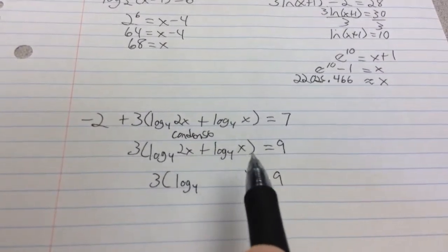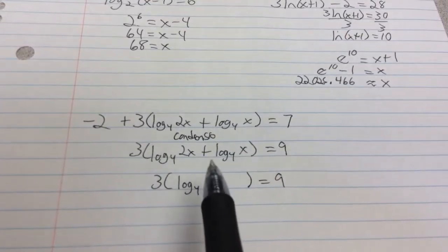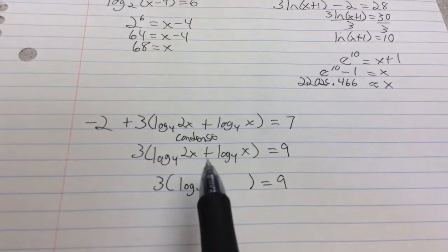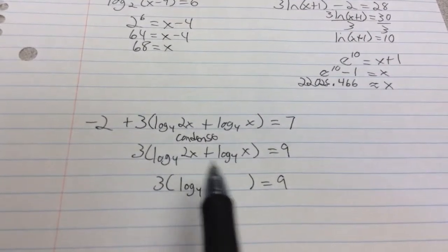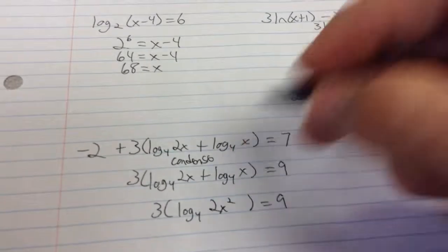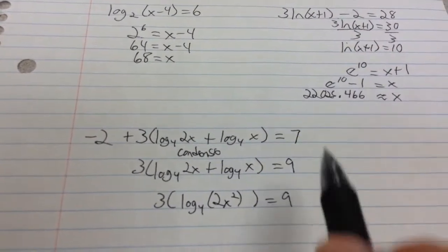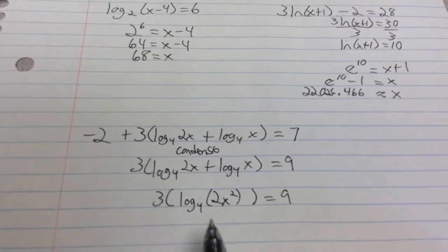You take the 2x and the x and you do something with them. So the log base 4 of 2x plus the log base 4 of x, when you have plus in between them, you multiply 2x times x and you get 2x squared. So that now is inside that logarithm. So that is condensing those two down to 1.